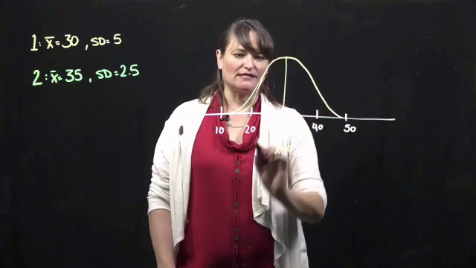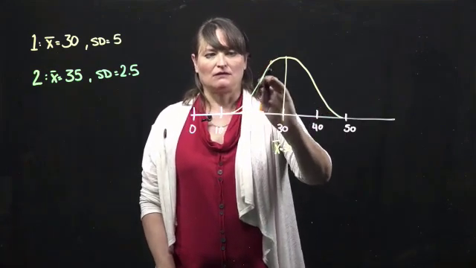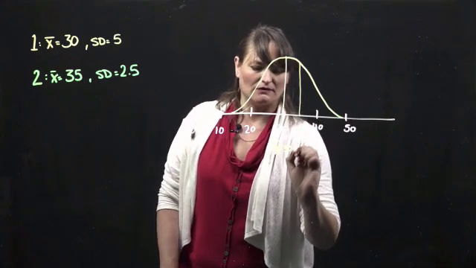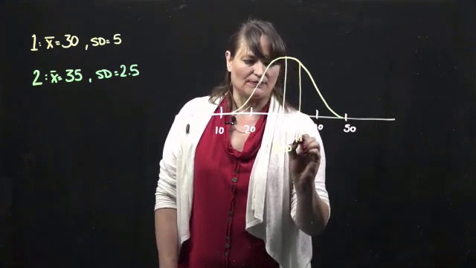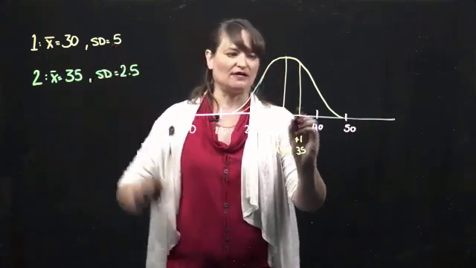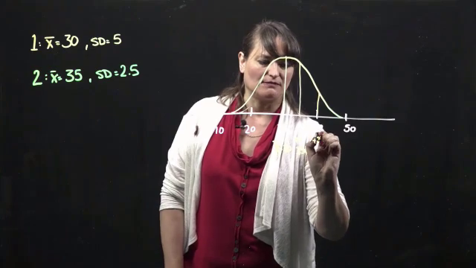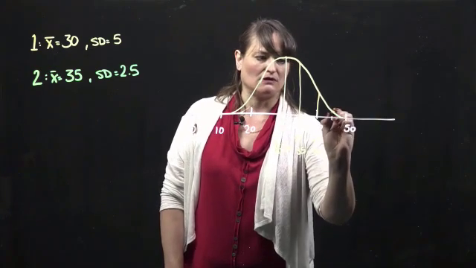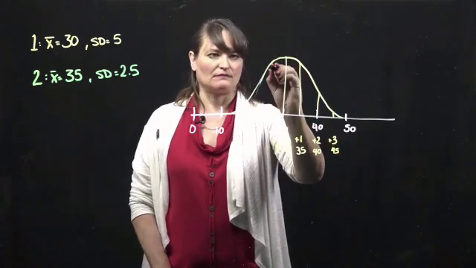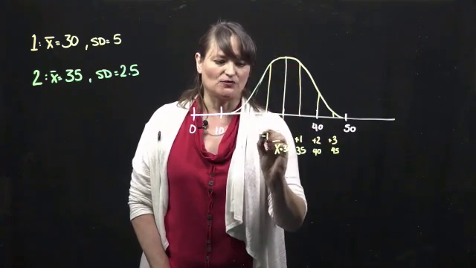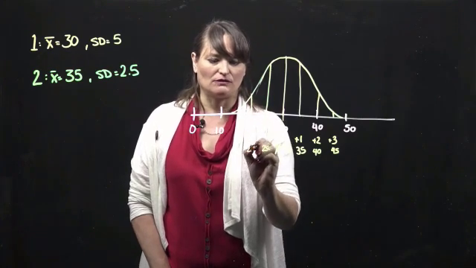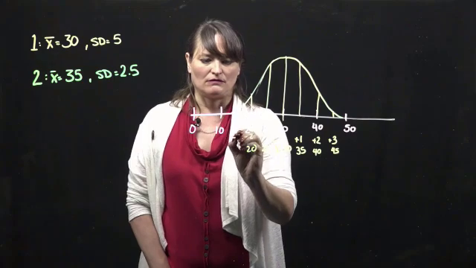How did I know how wide to draw it? Well, I was looking at my standard deviations. Here is +1 at 35. That's 30 plus 1 standard deviation. Here is +2. Here is +3. -1 standard deviation is down here at 25. -2, -3.